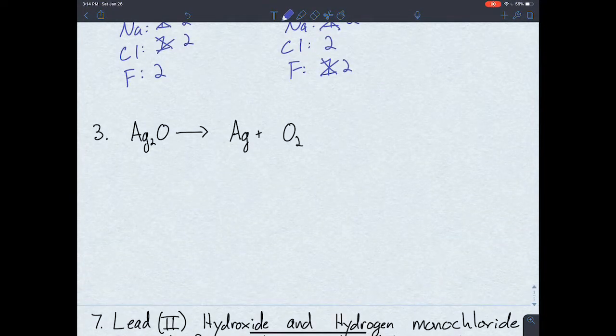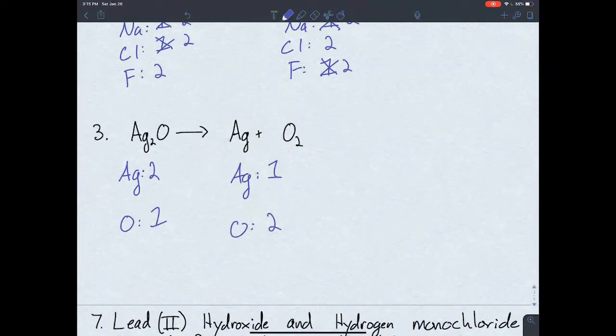Silver oxide becoming silver and oxygen. This is a decomposition reaction because I have 2 things that were bonded together, breaking apart into their individual parts. I have silver and oxygen, silver and oxygen. Okay, on this side I have 2 silvers and 1 oxygen. On this side I have 1 silver and the diatomic 2 oxygens. Okay, so I'm going to put a 2 right here because I have 2 silvers on my reactant side. Now I have 2 on my product side.